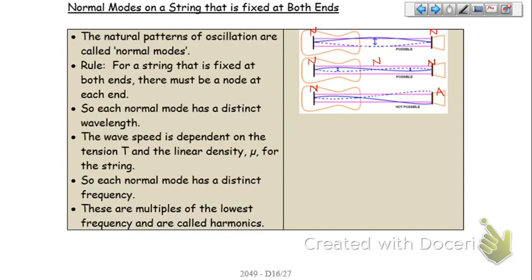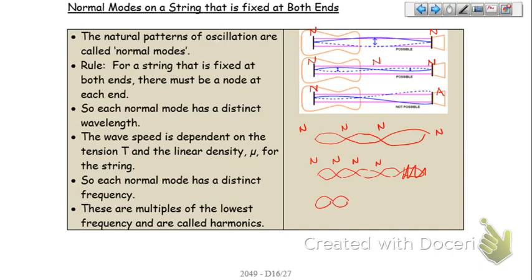The next allowed one, that's allowed. I have a node at one end, node at the other. I have 2 nodes in the middle. The next one, let's see if I can do this. I might have mixed up there. Node, node, node, node. Yeah, no, that's the next one. And then that's probably the easiest way to do it. That's the next one. These are harmonics.